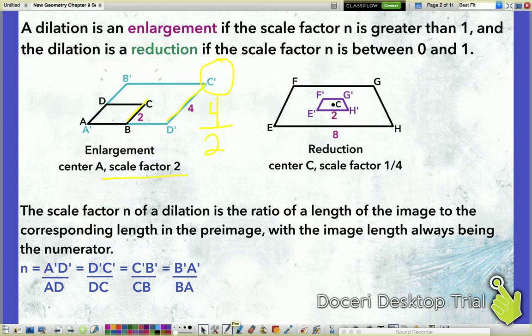This color's not very good. In here, that would be my new figure, the smaller one. So then I go 2 to 8. I'm comparing this to this, the two side lengths. So that would be a scale factor of 1 over 4. So that's going to shrink.